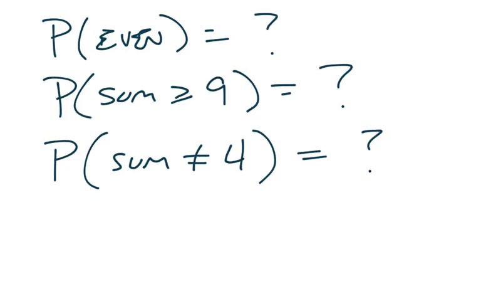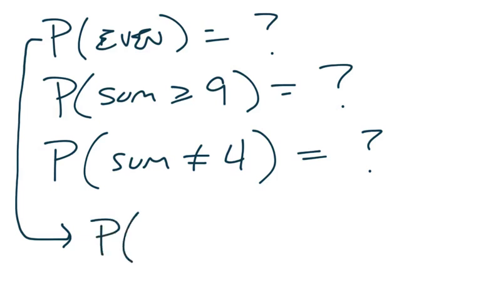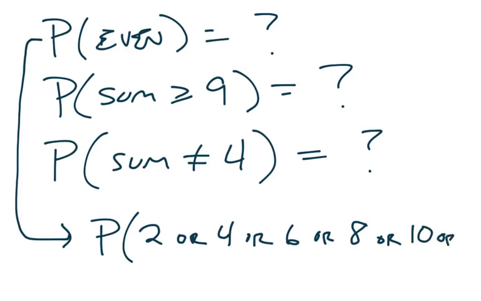All right, so let's look at evenness. What's the probability of being even? Well, this means that you are a 2, or a 4, or a 6, or an 8, or a 10, or a 12.